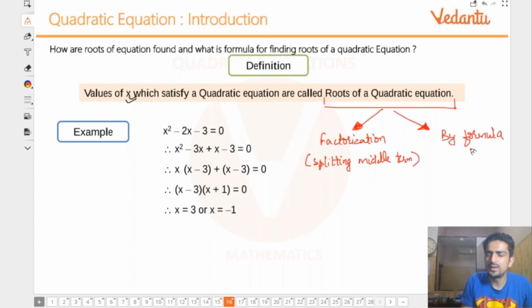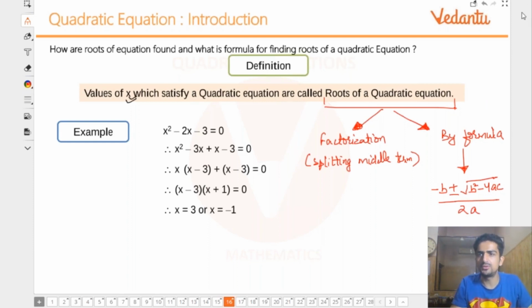Yes, Johnny, any doubt? What was the formula? Minus b plus minus root of b square minus 4ac by 2a. Very good, Johnny. These are two methods we primarily use to find roots of a quadratic. Either we factorize it, or if it is difficult to factorize, we use this formula. This is one example for factorization. I don't think I need to cover it. You guys must be good at factorization.